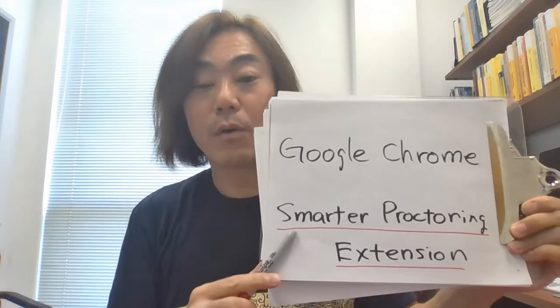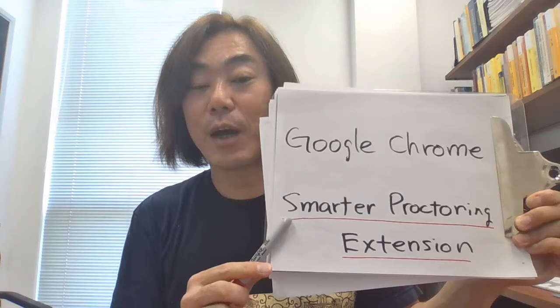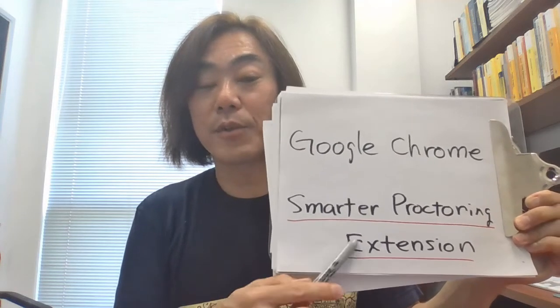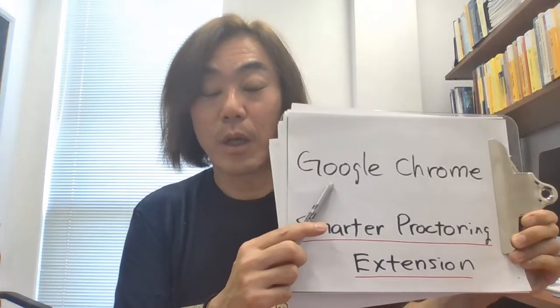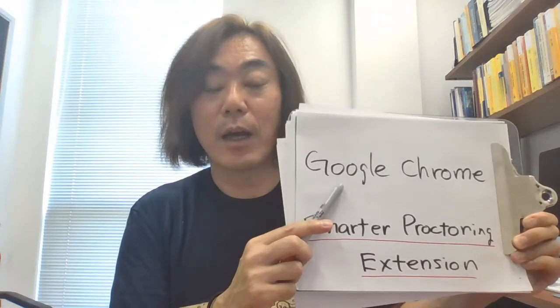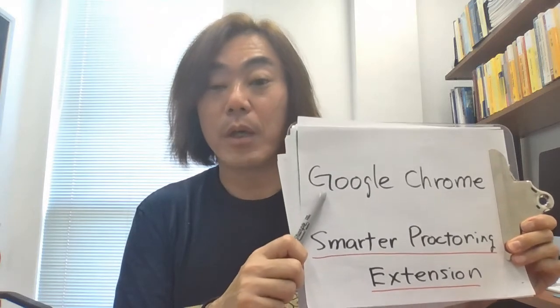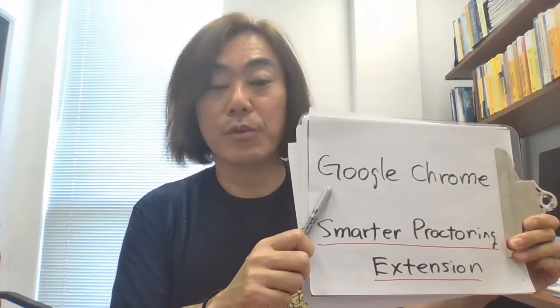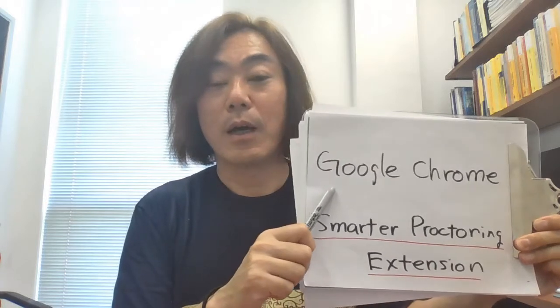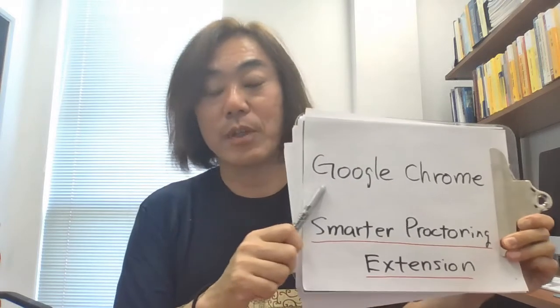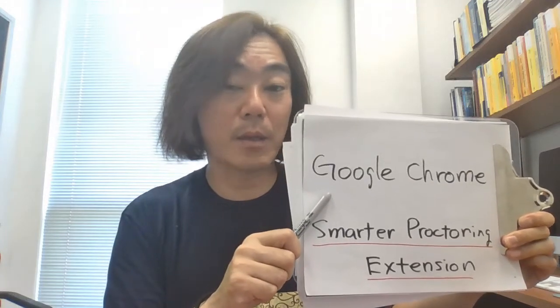When you log on to Smarter Proctoring for the first time, you have to install the Smarter Proctoring extension to your Google Chrome. In this video, first I'm going to explain how to install the extension. After that, I'll show you how to log on to the quizzes and exams using practice quiz number 1 as an example. And in the next video, I'll show you how to actually take quizzes and exams.